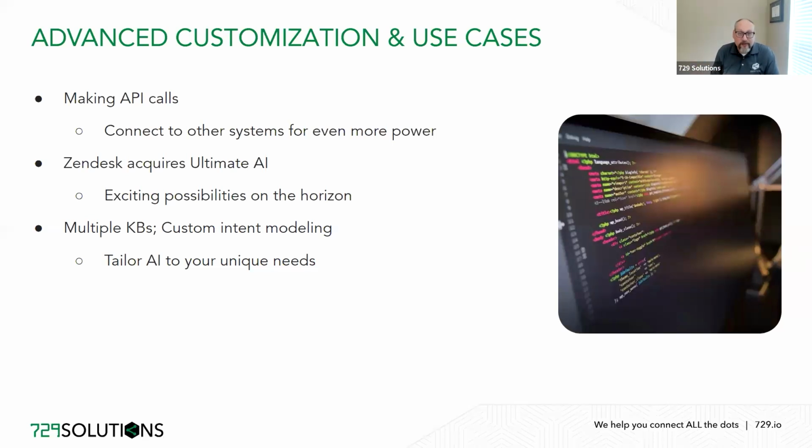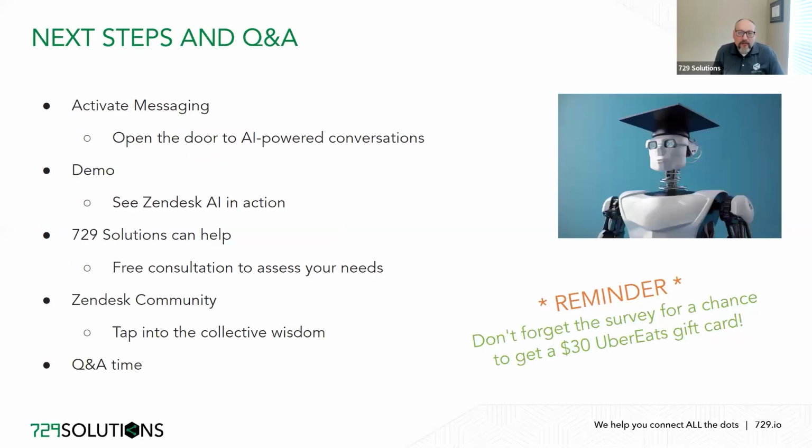And so this is something that has historically been relegated to humans that is now giving the ability for the AI agent to answer that question in real time without ever leaving your website. And then Zendesk earlier this year acquired Ultimate AI, resulting in exciting possibilities on the horizon for everything from multiple knowledge bases to custom intent modeling, to tailoring AI to your unique needs. This is all coming soon via the Ultimate AI acquisition. And so that is the content of the demonstration part of this.